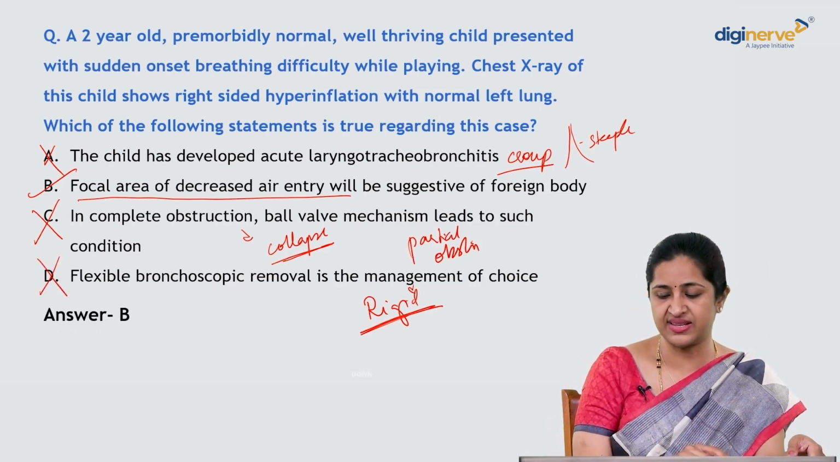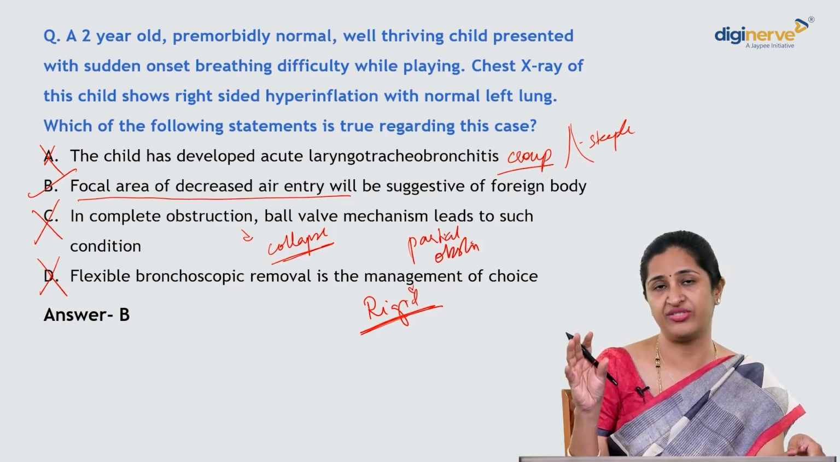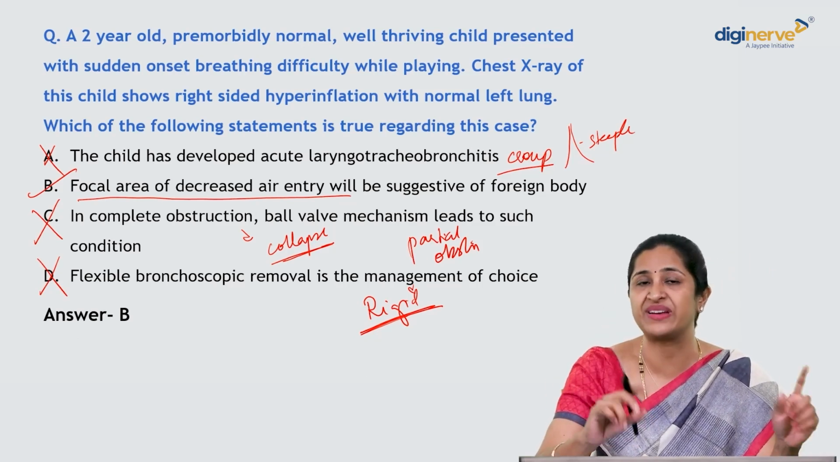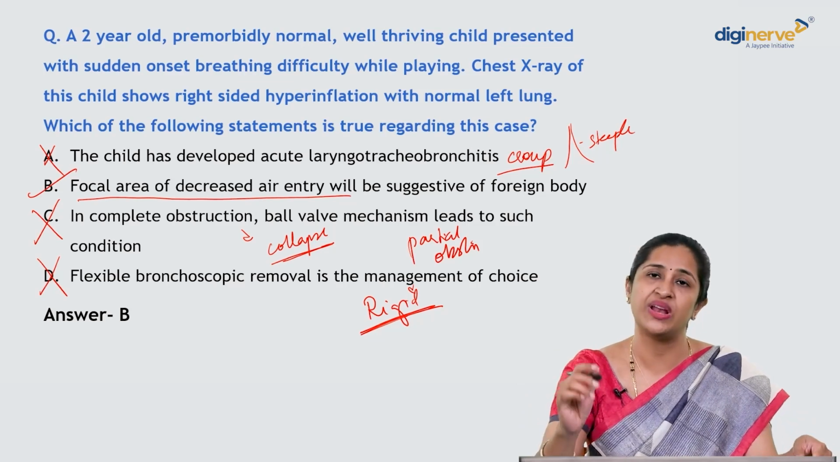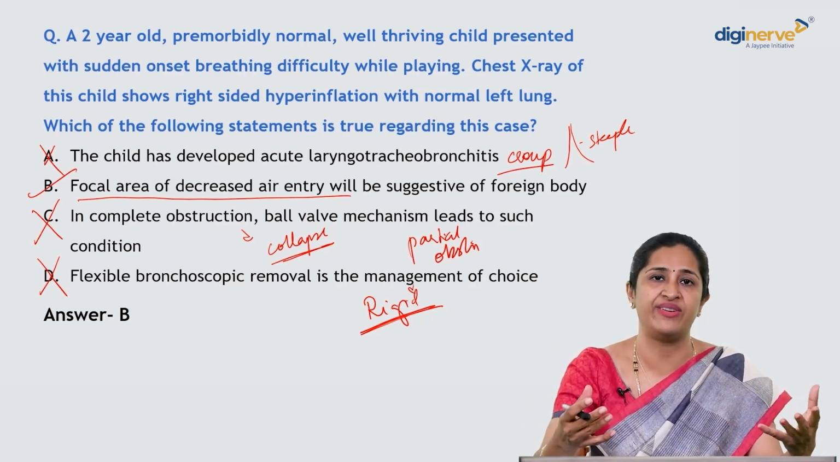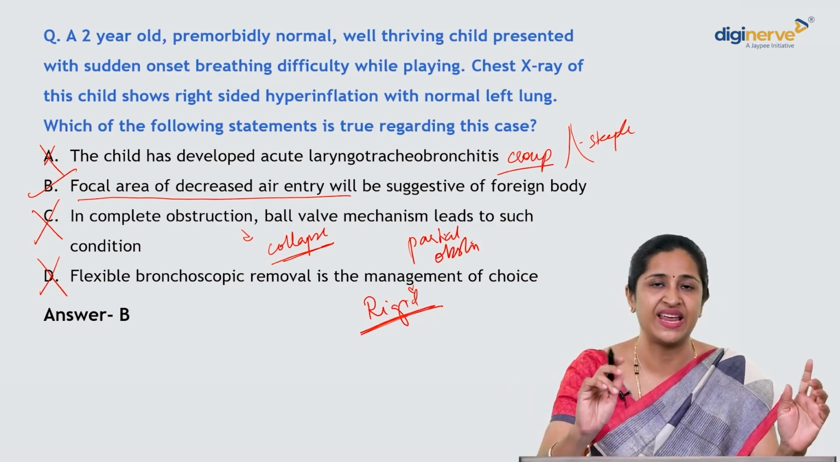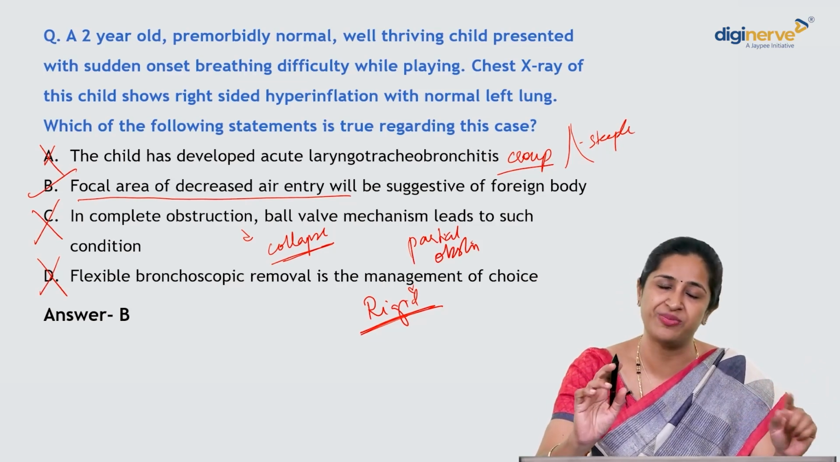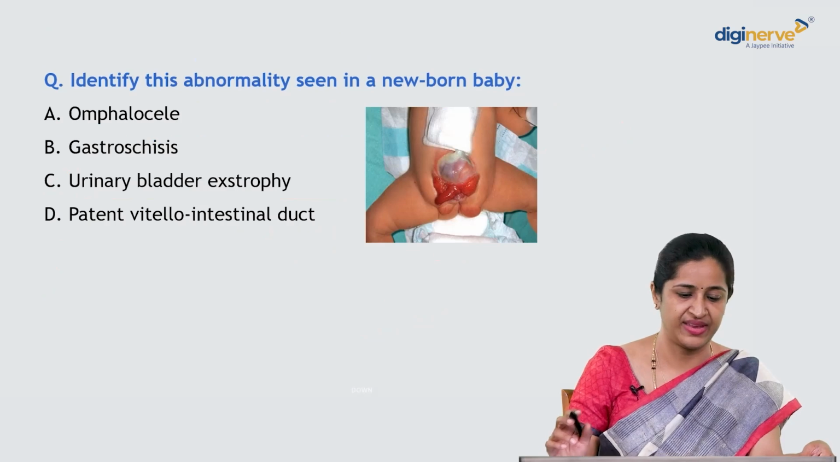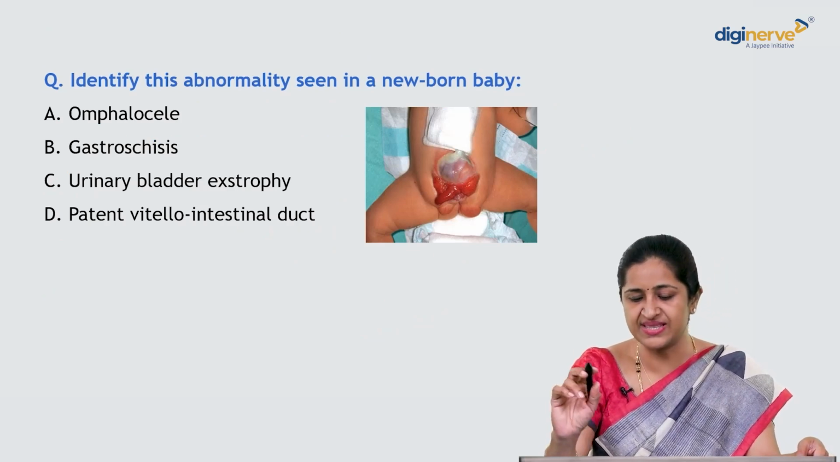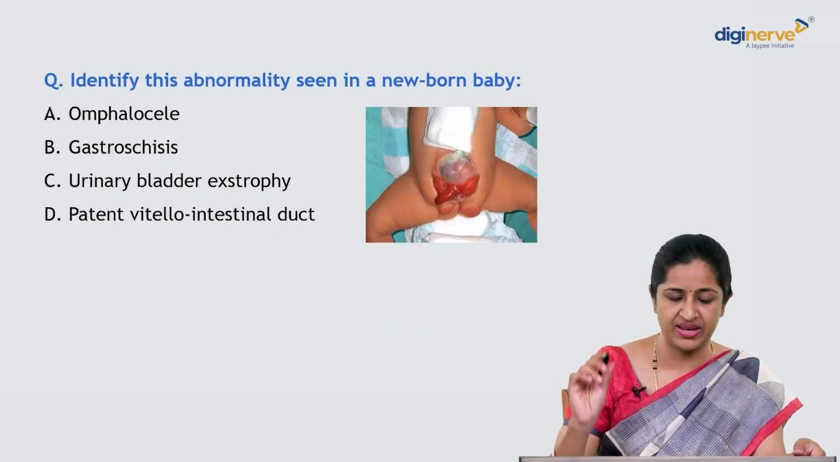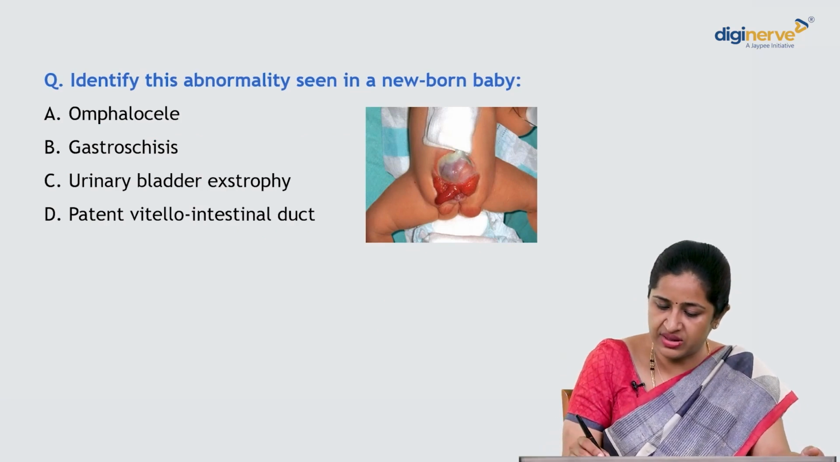That's why the correct answer is, if you have a focal area of decreased air entry, which is what you are expecting on the right side, you will have a very good evidence of foreign body in the right side with ball valve mechanism because of partial obstruction. Next question, identify this abnormality in this newborn baby. Now here you have this condition here.